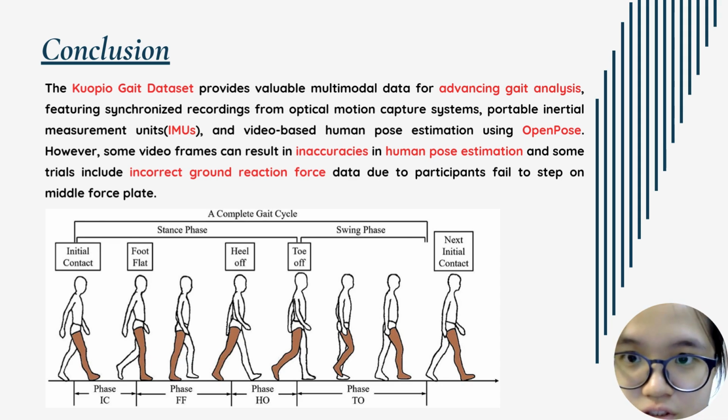At last, from our research findings we conclude that the Kuopio gait dataset provides valuable multimodal data for advancing gait analysis, featuring synchronized recordings from optical motion capture systems, portable inertial measurement units (IMUs), and video-based human pose estimation using OpenPose. However, some video frames can result in inaccuracies in human pose estimation, and some trials include incorrect ground reaction force data because participants failed to step on the middle force plate.